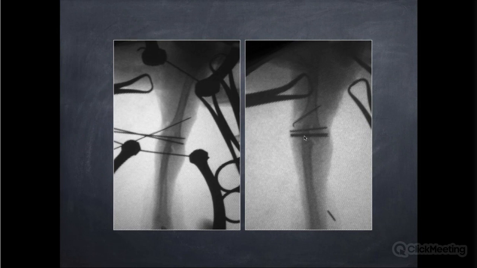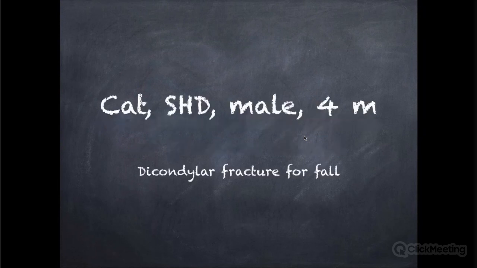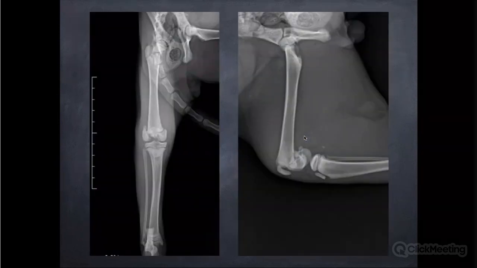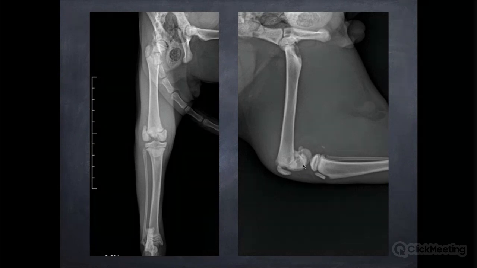Last case, when I use the traction stirrup for atraumatic manipulation of fracture stumps. If we have a case like that, a 4-month-old cat with a dicondylar fracture, okay, like this. I hoped that it was monocondylar, but from the lateral projection, you can easily realize that it was dicondylar, okay, like this.